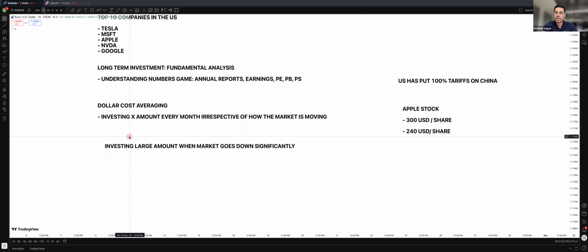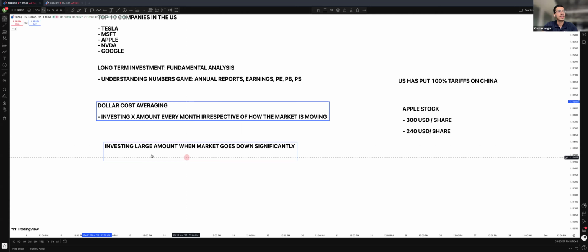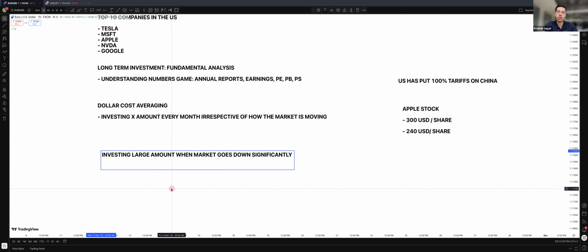Again, dollar cost averaging is a more conservative way, while investing a large amount is the more aggressive way. So you could find a balance between both strategies, where you use dollar cost averaging, but if you feel that the market has dipped significantly and this is a good time to put in, instead of investing $1,000 every month, you might invest $4,000 in one go, saying this is a very good price. I want to invest more than what I usually invest.